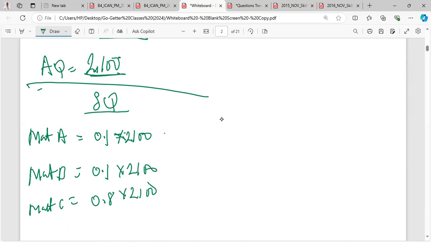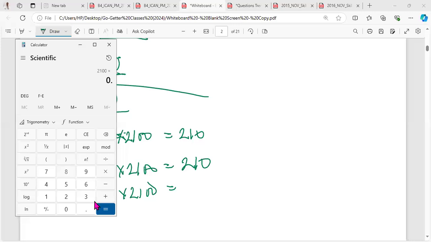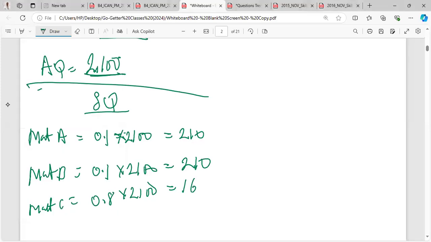So your standard quantity should be 210. Let's see this times 0.8. This should be 1680. So this is now your standard quantity.